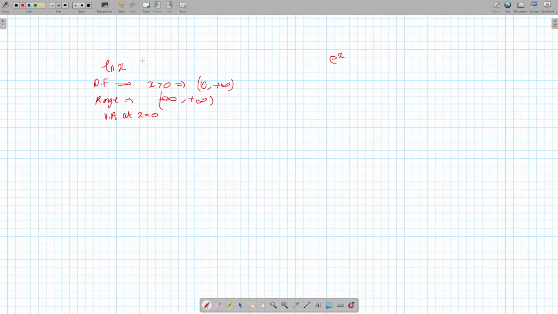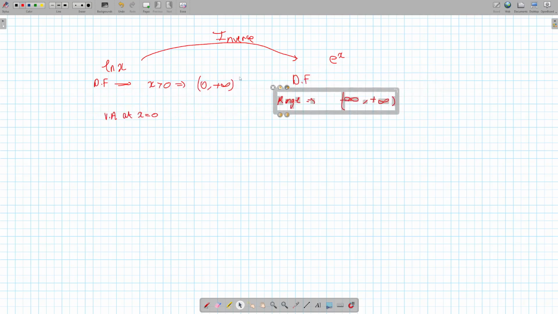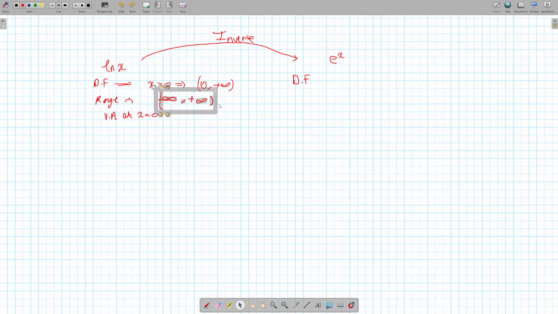So what does that mean when they're the inverse? Remember when we were doing sine and cosine, when we worked with the inverse, didn't we swap the domain and the range? We did. So that's exactly what I'm going to do now. So the domain of e to the x will be the range of ln x, and the range of e to the x will take the domain of ln x.